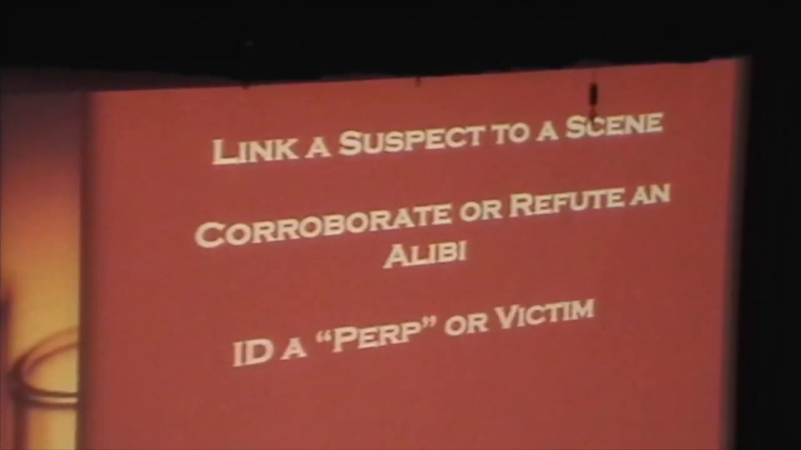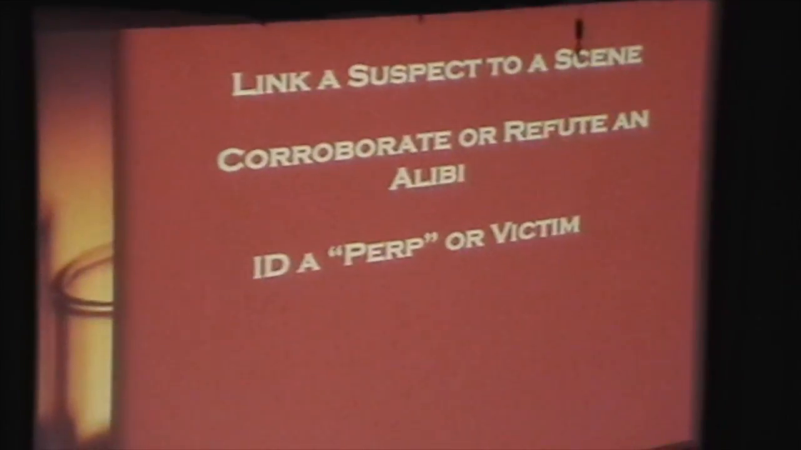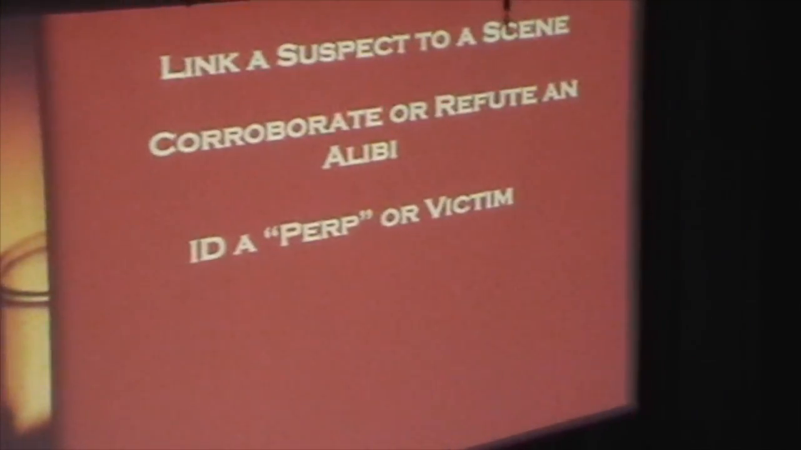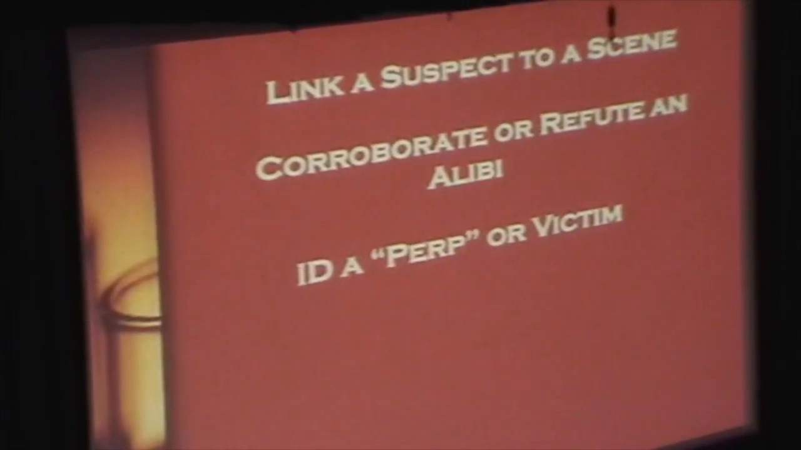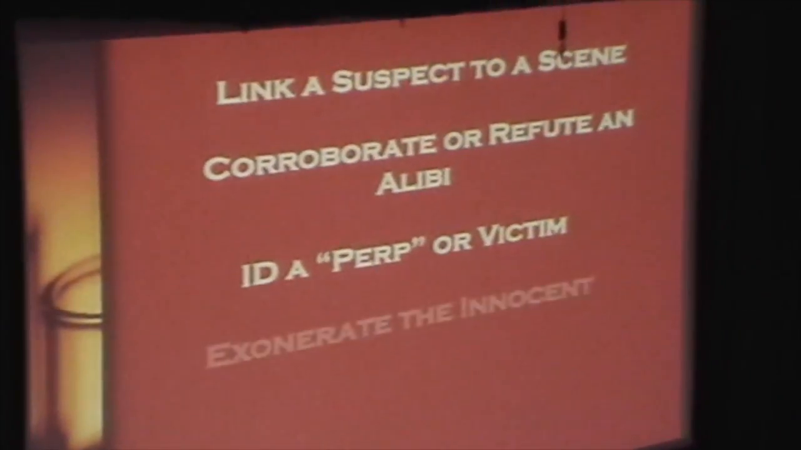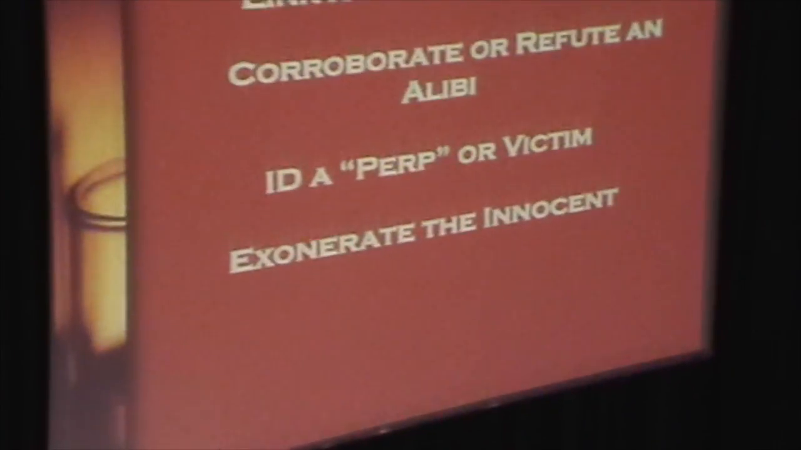So what we want to do, bottom line, is link the suspect to the scene, or corroborate or refute an alibi. We have evidence, and that helps tell us whether the suspect we're interrogating is telling us the truth. Because if what we have is quite different from what they're saying, then we know they're lying or something's amiss. It can identify a bad guy or a victim. It can also exonerate the innocent.